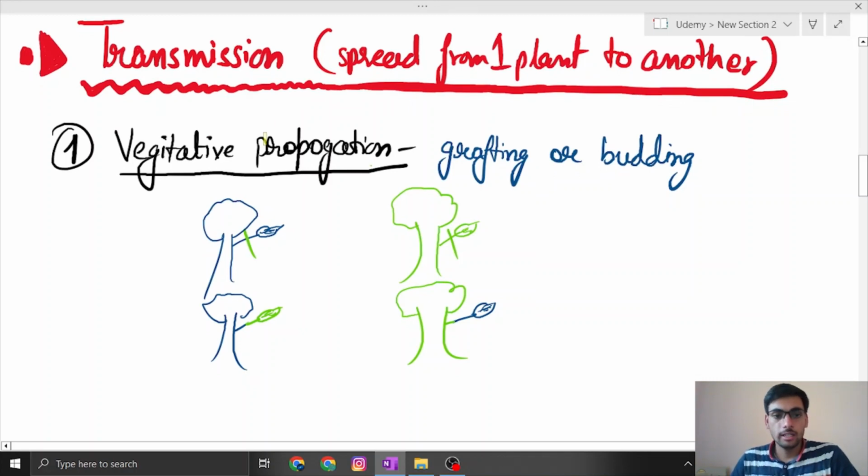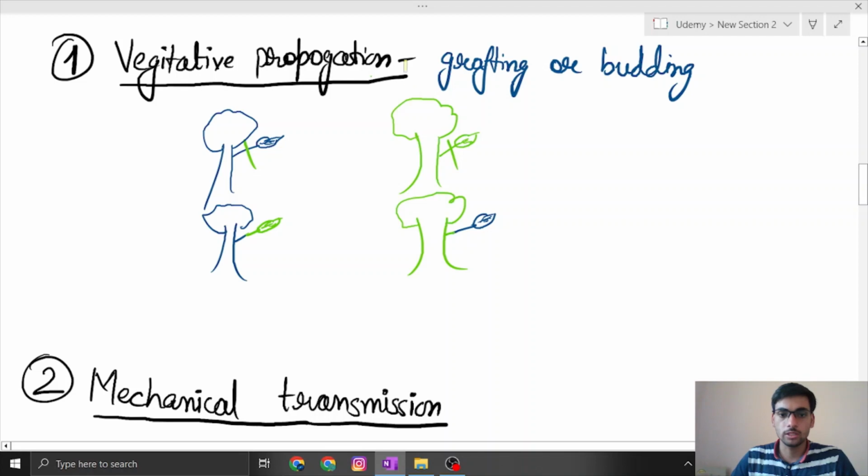Now we will move to the transmission part. This is a very important part. This is the propagation part actually. The first point is vegetative propagation. In this picture you will see an agricultural practice called grafting, in which we cut the blue tree stem and the green tree stem, and place them crosswise, attaching them with tape or bandages. This process is called grafting.